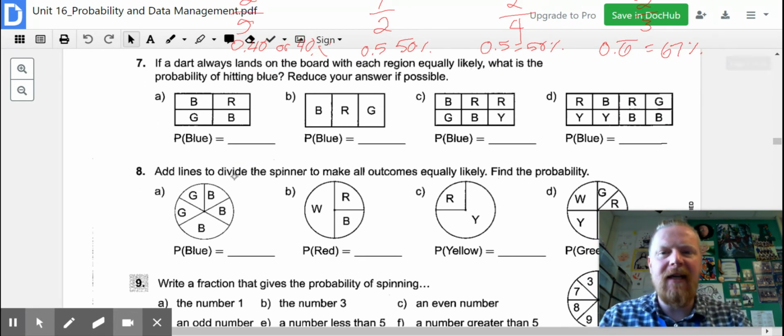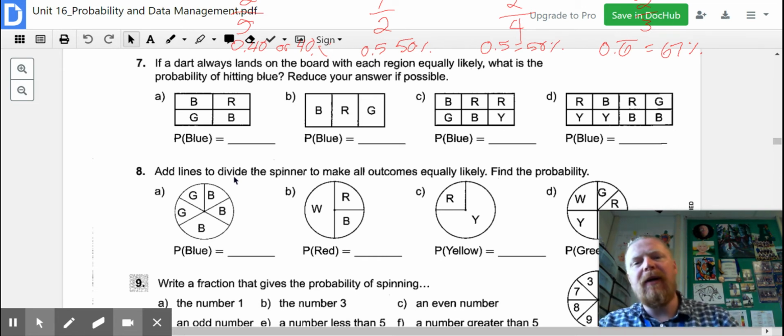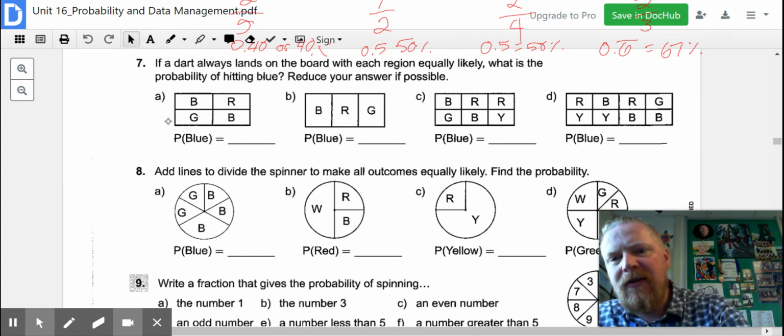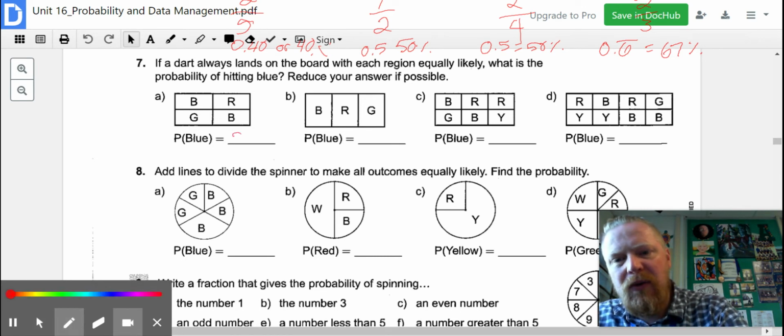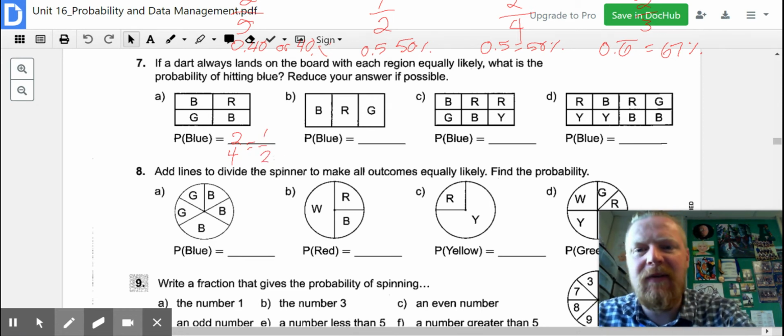Let's take a look at number 7. If a dart always lands on the board with each region equally likely, what's the probability of hitting blue? Reduce your answers if possible. So in this one here, there's 2 zones that are marked blue, there and there. So the probability of blue is 2 out of 4 zones. And they say reduce, so that would be 1/2, which you already know from the previous question is 50%.